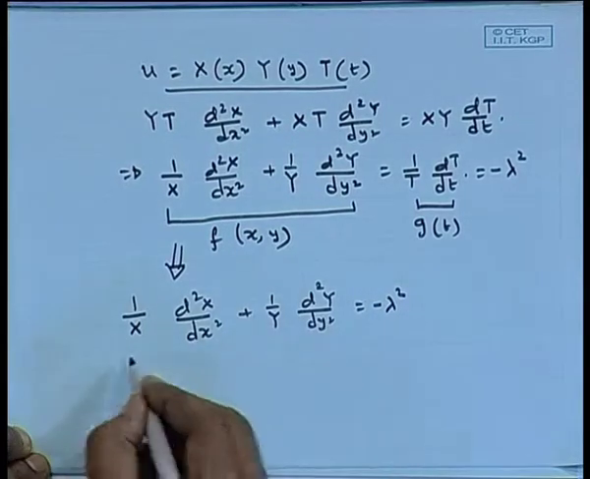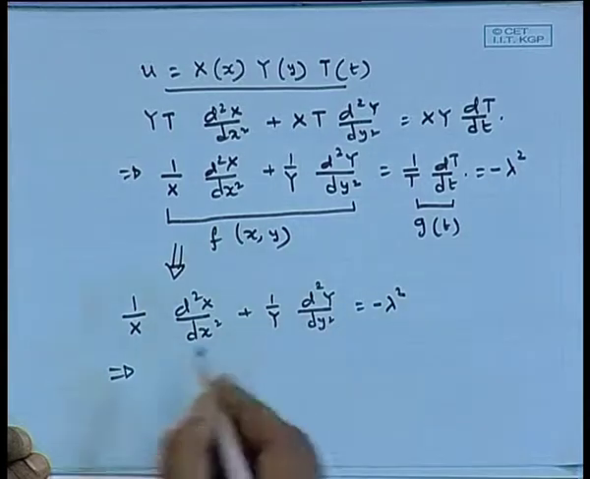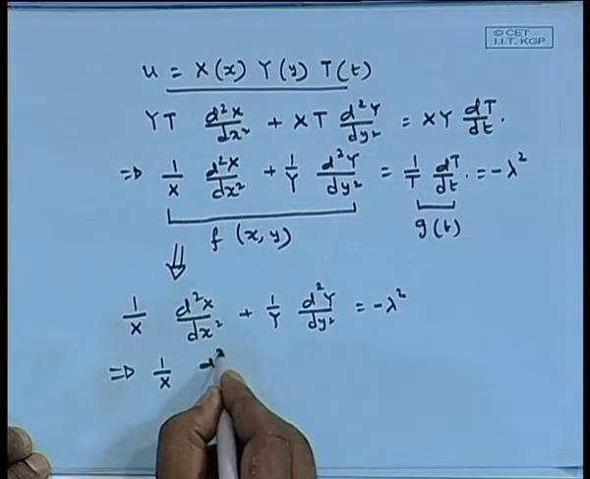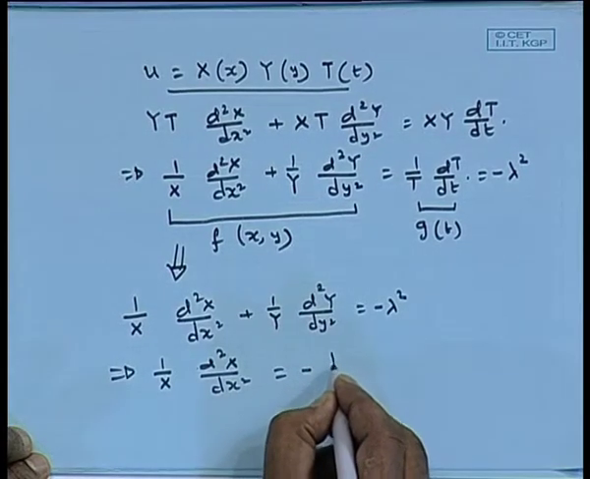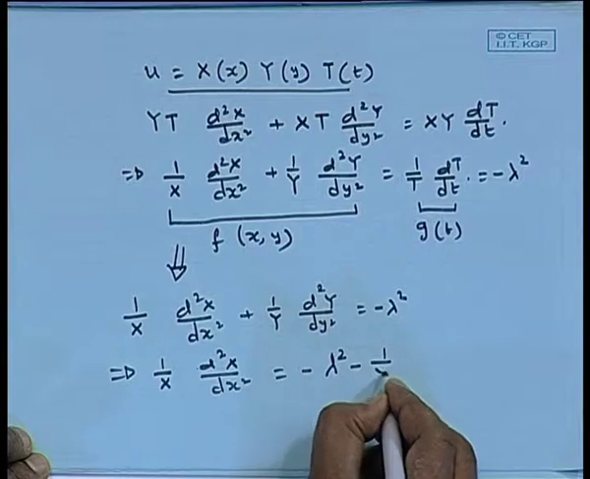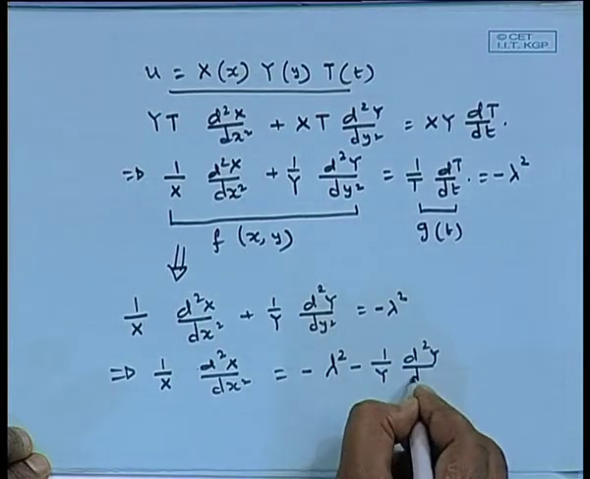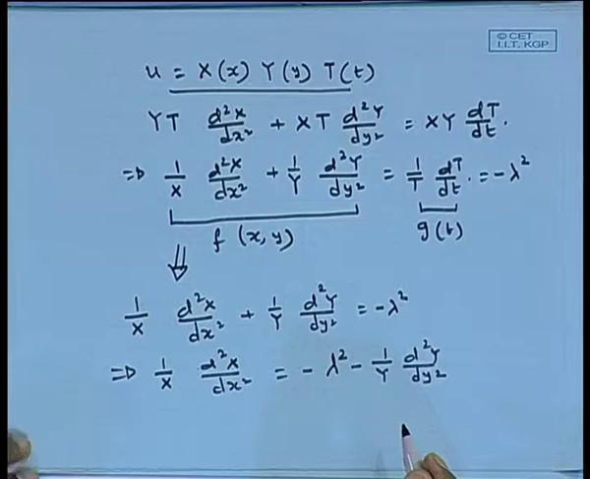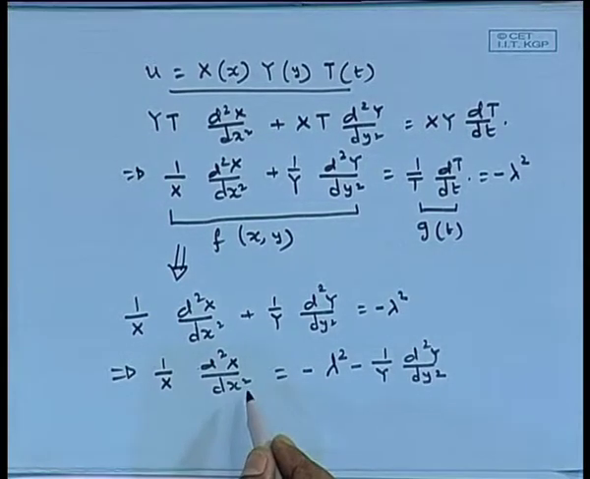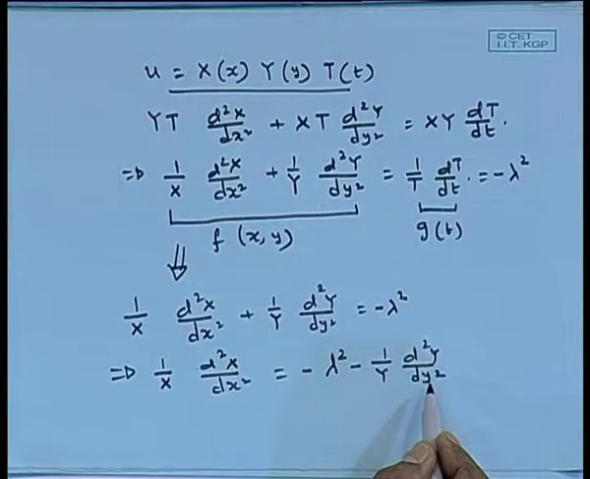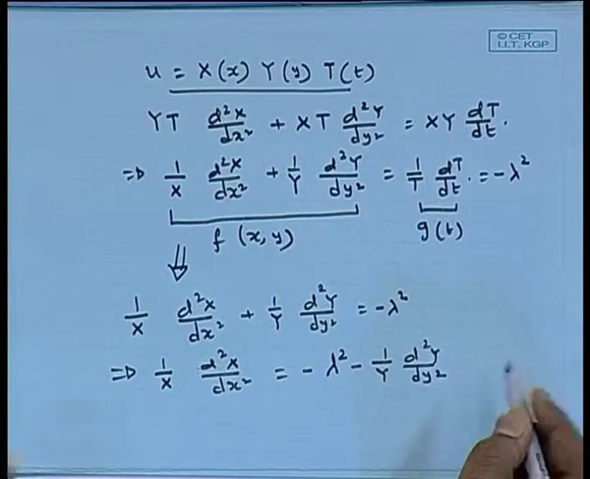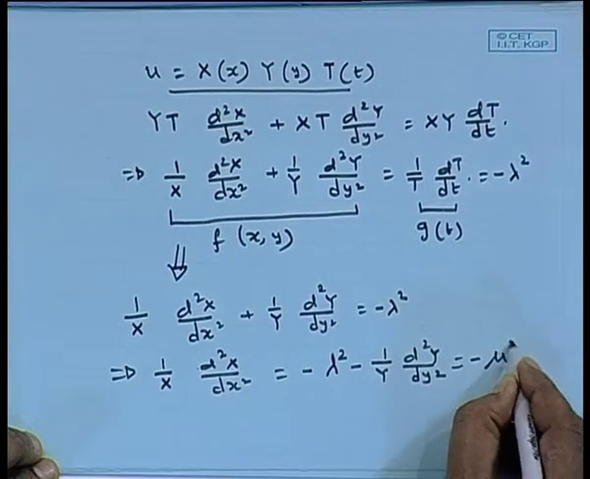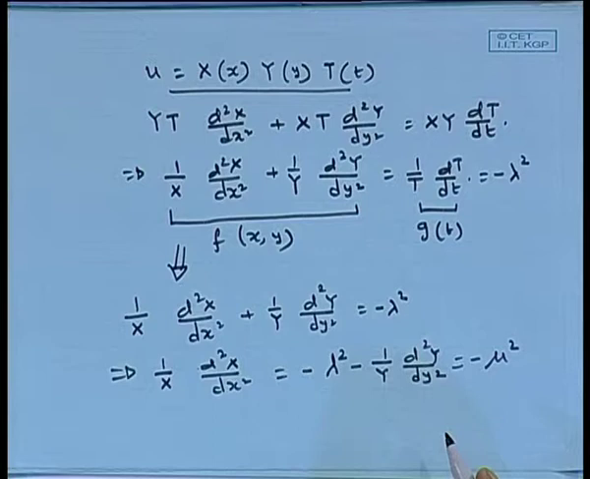Now, again do a separation of variables. You take the y containing part to the other side, and you will get 1 over x d square x dx square is minus lambda square minus 1 over y d square y dy square. The left hand side is a function of x alone, the right hand side is a function of y alone, and lambda being a constant does not matter. So, again it will be a constant, let us say minus mu square; a positive or zero constant will lead you to a trivial solution.